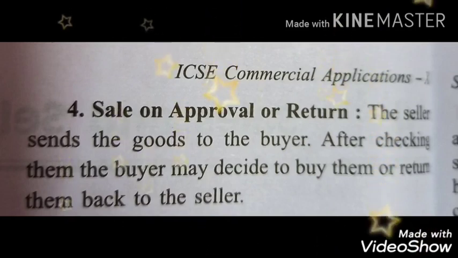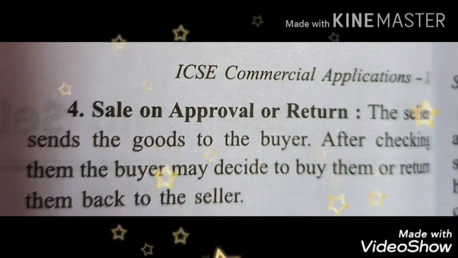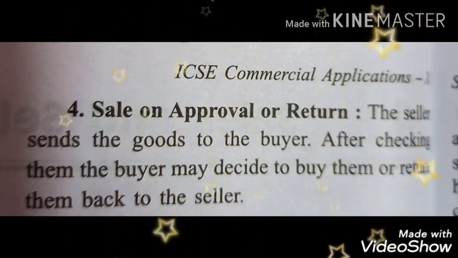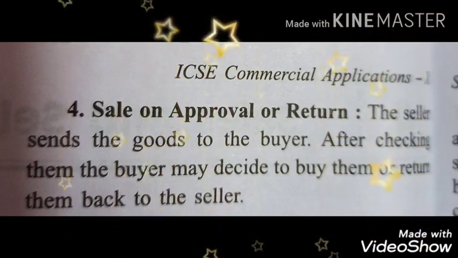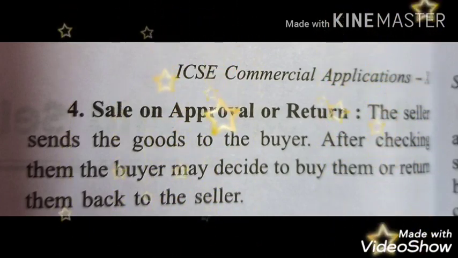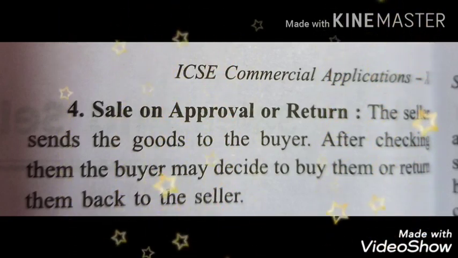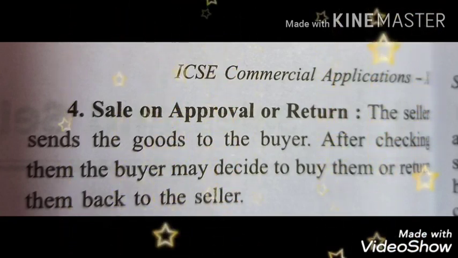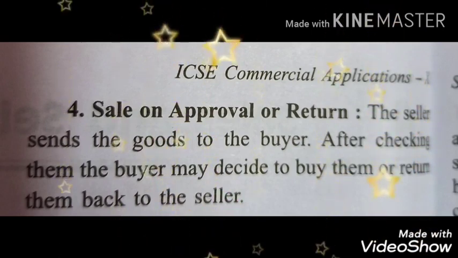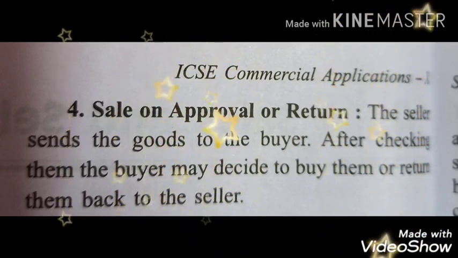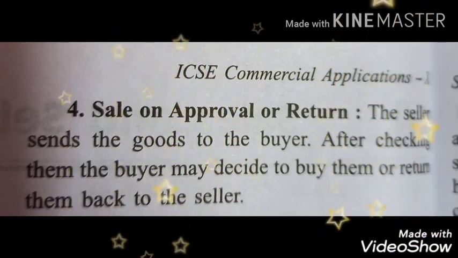Next is sale on approval or return. The seller sends the goods to the buyer, and after checking them, the buyer may decide to buy them or return them to the seller. Sometimes a product is bought on a trial basis. First of all, the seller gives the product to the buyer. He trials the product, and then it is his or her decision. He will take the product, buy the product, or return the product.